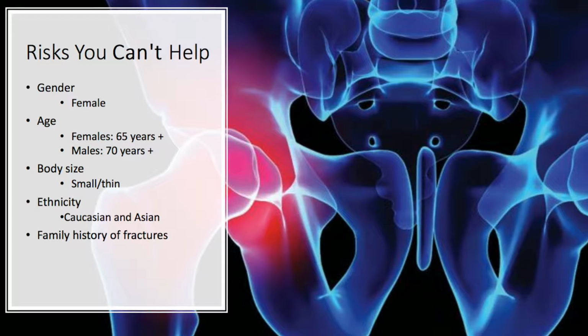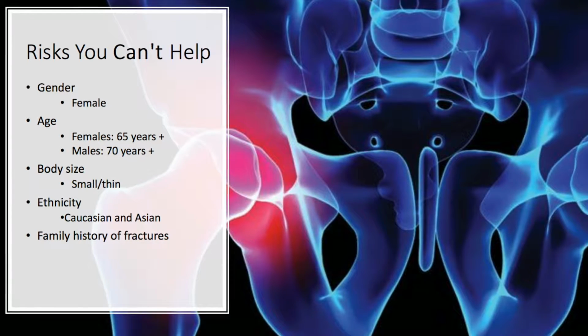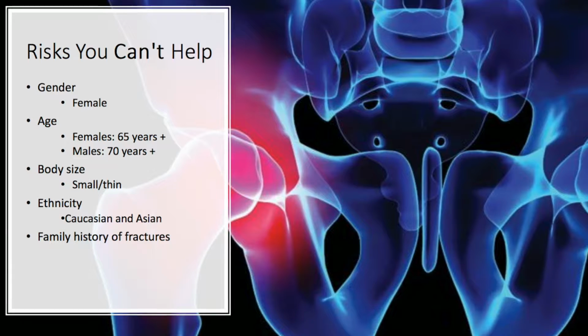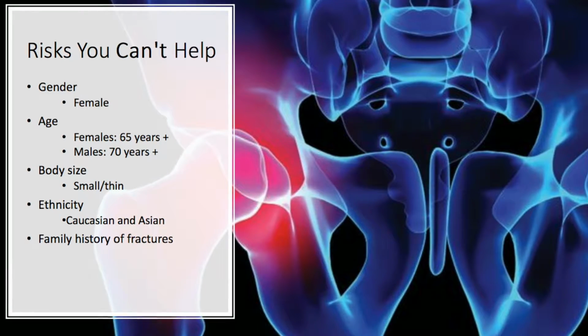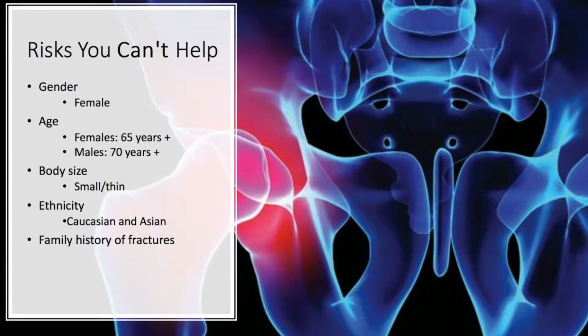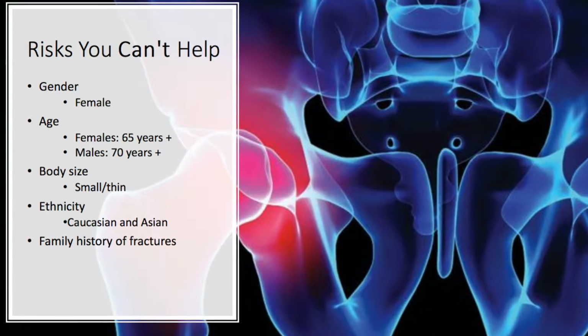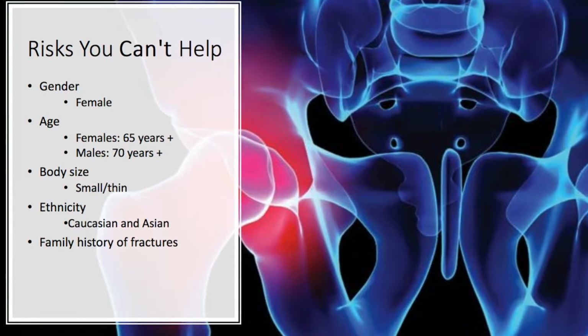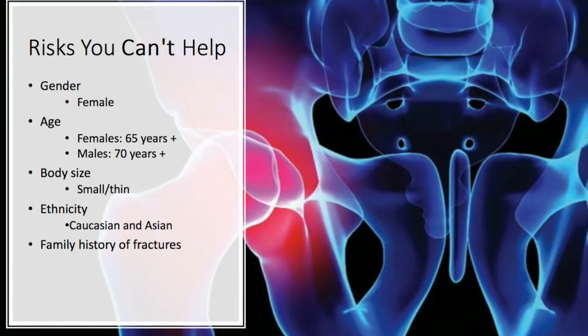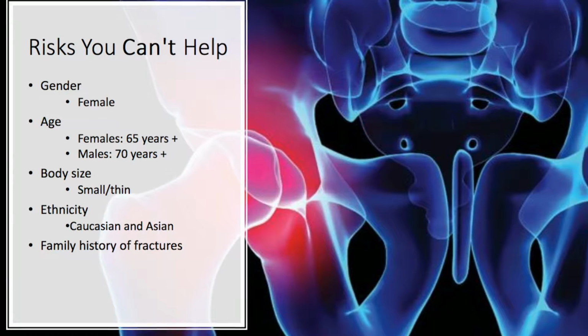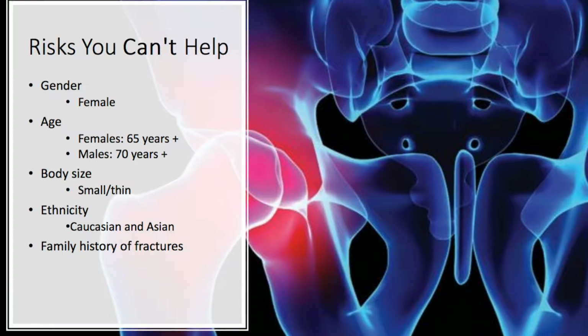Unfortunately, there are risk factors for osteoporosis that you can't help. Some of these include gender, being a female; age, being a female over the age of 65 or a male over the age of 70; body size, being too small or thin; and ethnicity, Caucasian and Asian being of higher risk for osteoporosis, as well as having a family history of fractures, especially hip fractures.